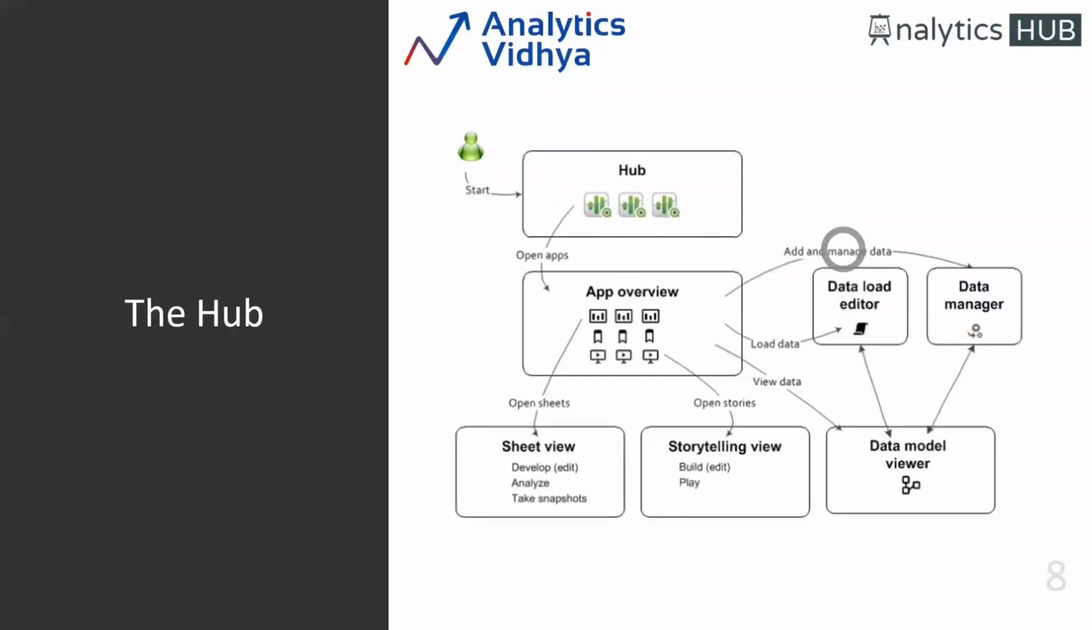So let's take a minute to go over the hub and the components, because that's where we will be spending most of the time. So the hub, as I said, is a portal where all applications reside. And within the hub, you have various applications. When you open an application, it has an app overview. That's sort of a holistic view of the application, where it has three main views that you can see. One is the sheet view, the other is the storytelling view, and of course, the data model.